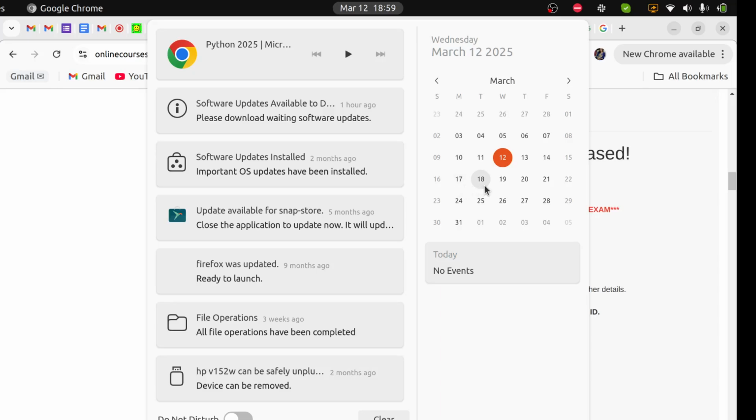And the hall ticket will come in your mail directly. So don't worry about these things. Hall ticket will come definitely. There is no problem.